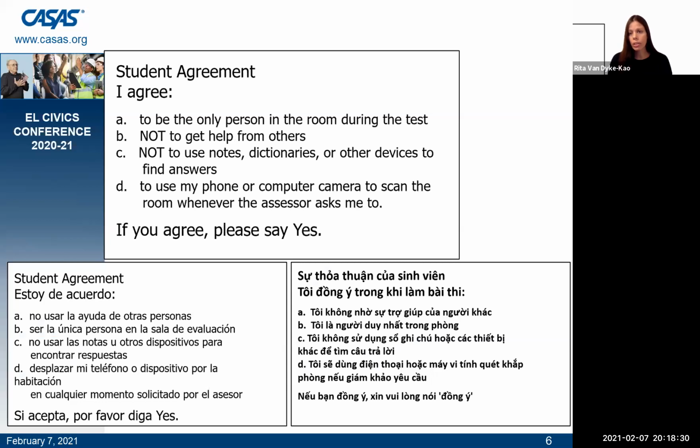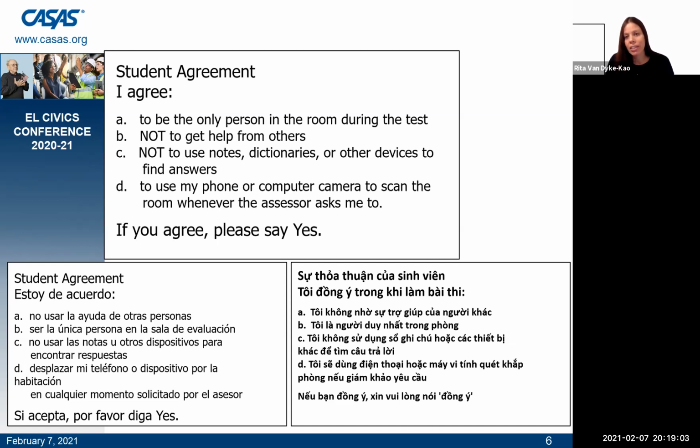Okay, so after showing the ID and scanning the room, we also made sure that the student agreed to the following points. And again, this is a requirement from CASAS. So the student has to agree to be the only person in the room during the test, not to get help from other people, not to use notes or dictionaries or other devices to find answers, and really to use their phone or computer camera anytime the assessor asks, whether it's at the beginning or end. And if they agree, they say yes.